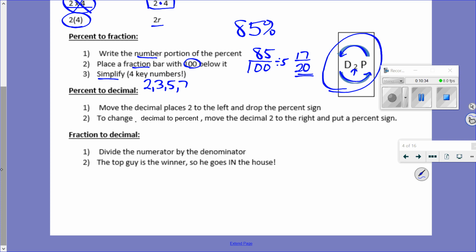Everybody hold your pencil up. Now you're going to go to your right. 1, 2. You just changed a decimal to a percent. What do I mean by this? Let's put some numbers up to show you.